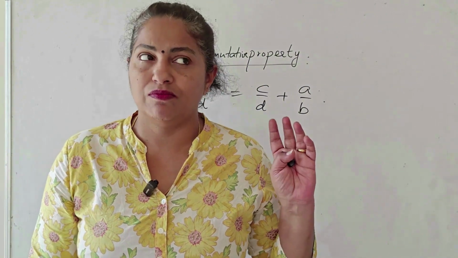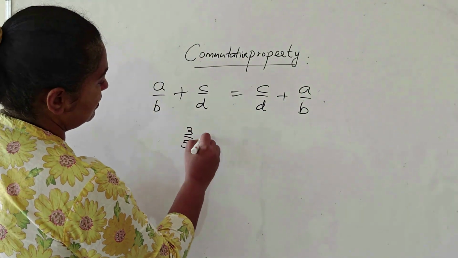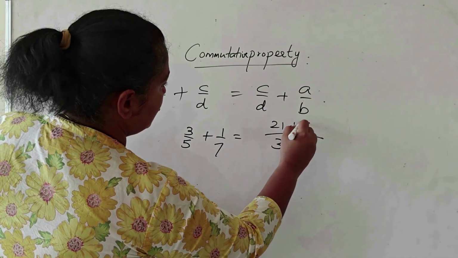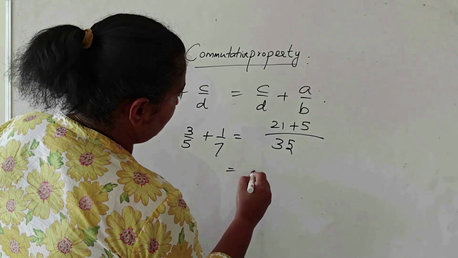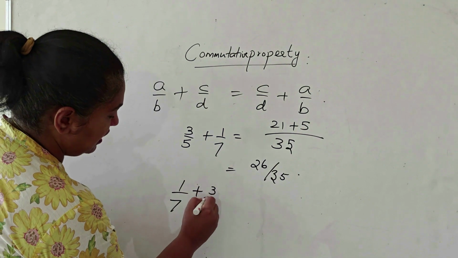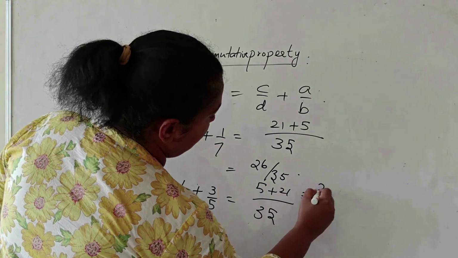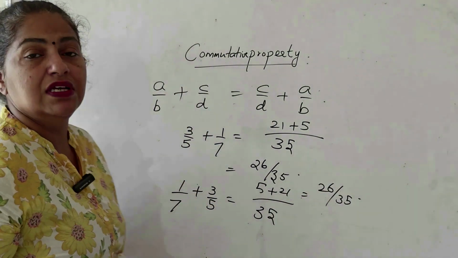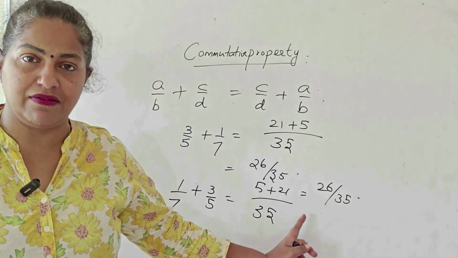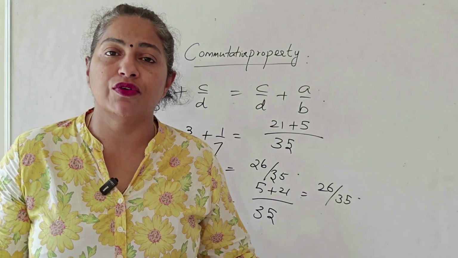Now let us check whether this is true by taking any two random rational numbers. So let us take 3 by 5 and 1 by 7. So what do you get? I take the LCM, then I take this. What do I get? I get 26 by 35. Now let me add it in the other way. I take the LCM. I again get 26 by 35. So, two rational numbers can be added in any order. You will always get the same answer. So, we can say that commutative property is being followed by rational numbers during addition.